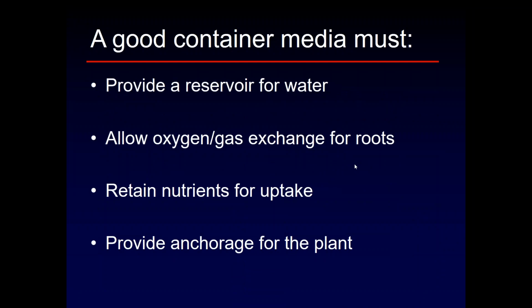So you may have seen this before. A good container media has basically 4 functions. First, to provide a reservoir for water. Second, to allow oxygen and gas exchange for roots. These 2 things, as we're going to see shortly, are very linked. The third one is to retain nutrients for plant uptake. This is basically what we consider the chemical properties of the media. And then the fourth one, which we will talk about in the context of substrate stability and shrinkage, is to provide anchorage for the plant.